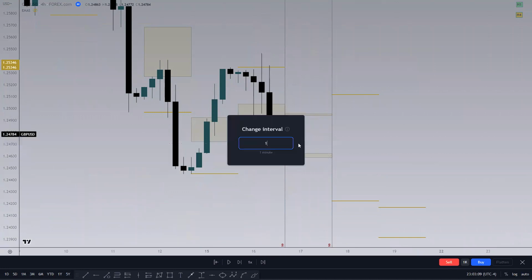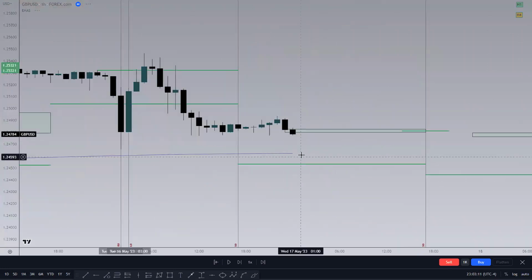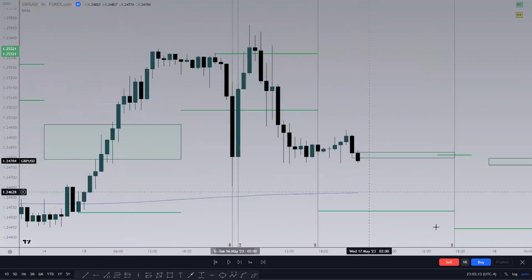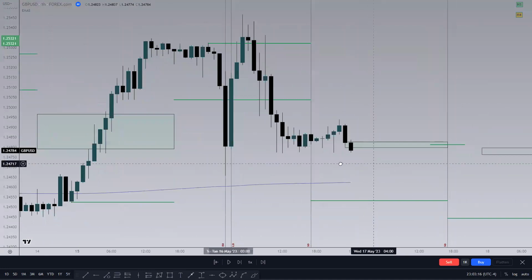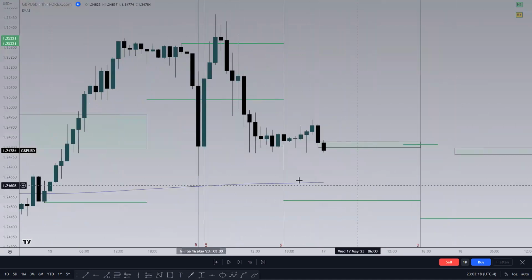Okay. Now, if you go down to the 1-hour time frame, we can see that the next draw on buy side liquidity on the 1-hour time frame is, so in a second, I'm just going to forward play this.